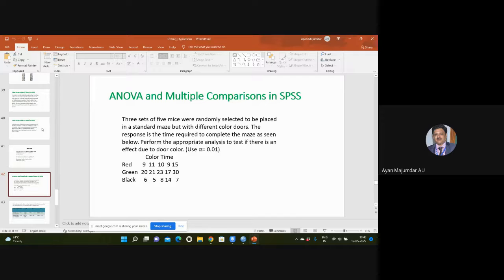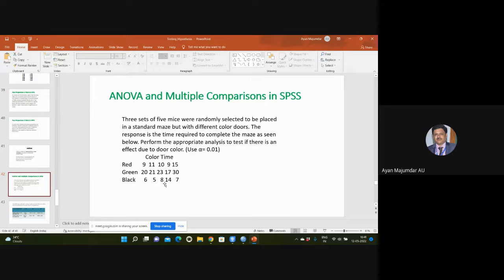It's already 4:40. So this is the classic example. You will find it everywhere. In a maze path, there are 3 colored doors. 5 mice were left on it. So the time taken to run the maze for each colored door is given.